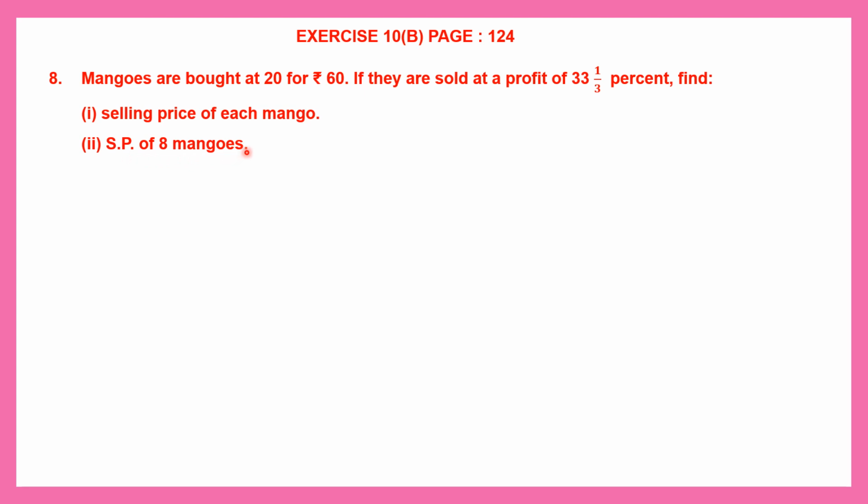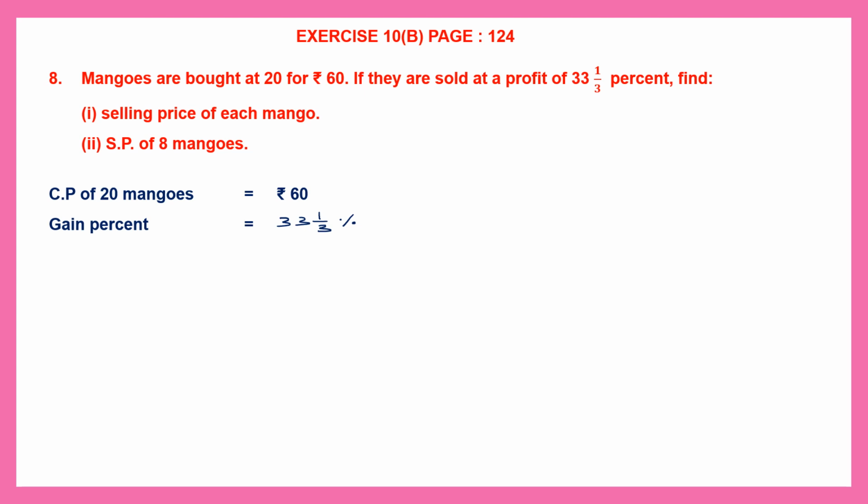Now what is given to us? Mangoes are bought, that means cost price. The cost price of 20 mangoes is 60 rupees. And if they are sold at a profit of 33 1/3%, so we've also been given the profit percent. With the help of this, we're going to find the answer to the questions. So first, cost price of 20 mangoes is 60 rupees, and gain percent is 33 1/3%. So now we have cost price and gain percent.